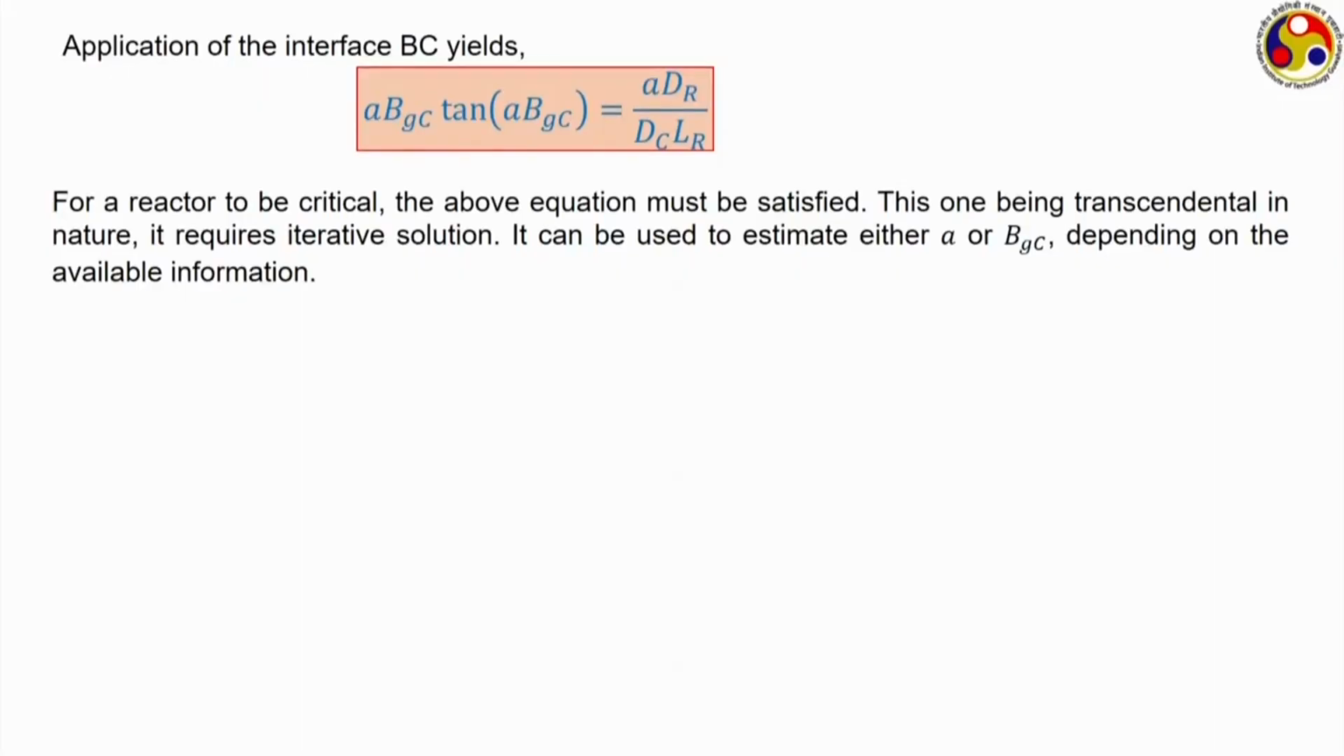This can be used to calculate either this buckling parameter B or any other parameter, such as the dimension A. That depends on what information is made available to you; we can decide which one to calculate from here. If your objective is to identify the dimension of this reactor, then you try to solve this for A with knowledge of the buckling parameter. Similarly, if the objective is to identify the buckling parameter, then we need to know the information about A.